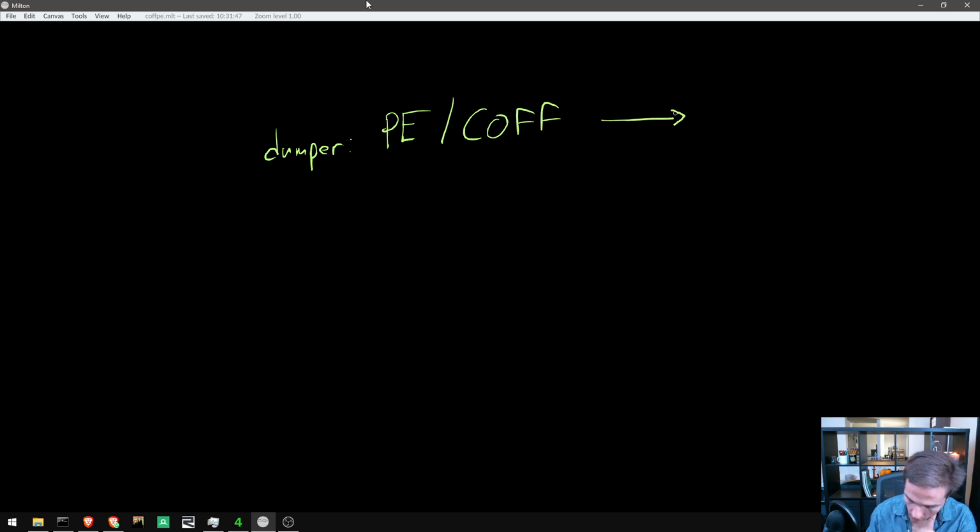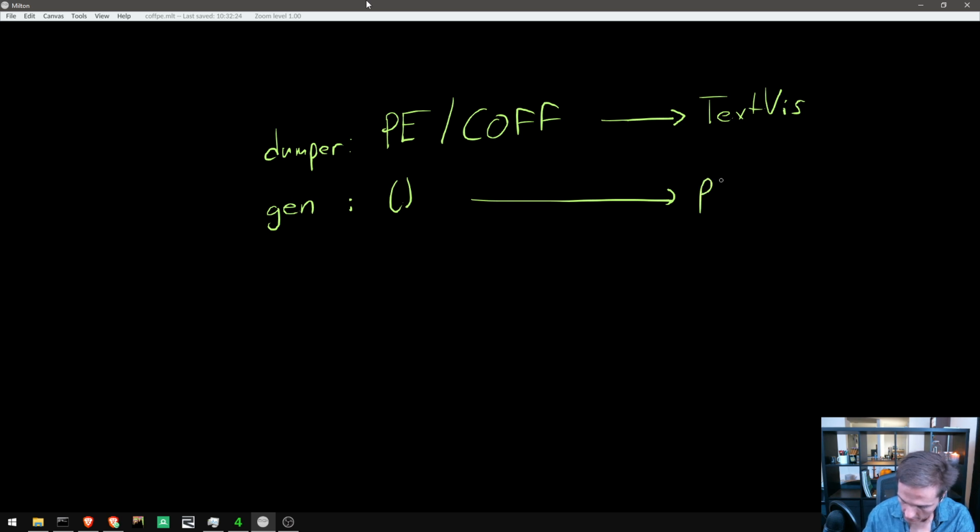So I have the dumper, which takes in PE or COFF and outputs a textual visualization of the data. And I have the generator, which outputs a PE or a COFF.